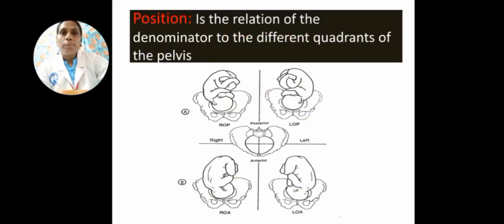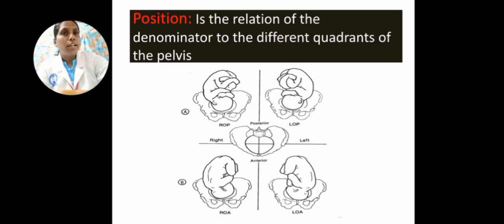The last one is the position. Position says the relation of the denominator to the different quadrants of the pelvis. The position can be either an anterior position or a posterior position. So when the denominator is facing the symphysis pubis, the anterior part of the pelvis, we say it is the anterior position. And when the denominator is facing the back of the pelvis, we say posterior position.